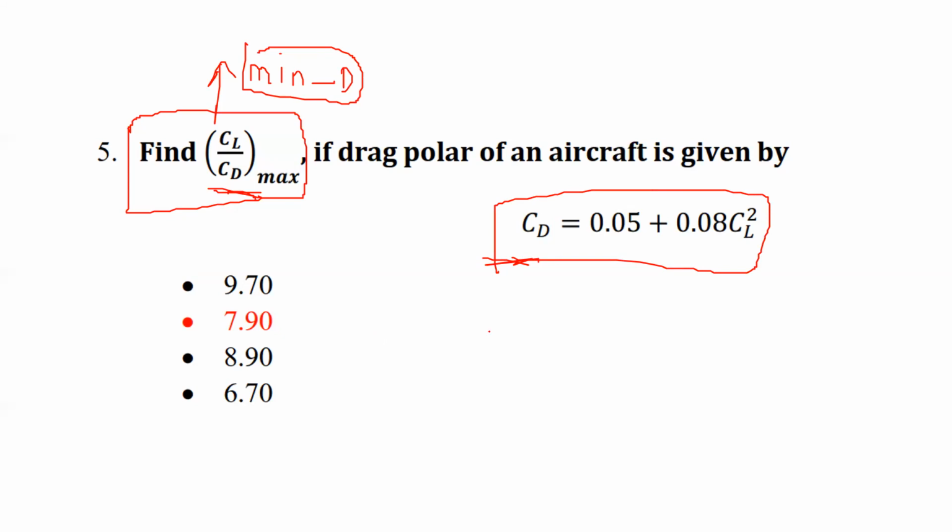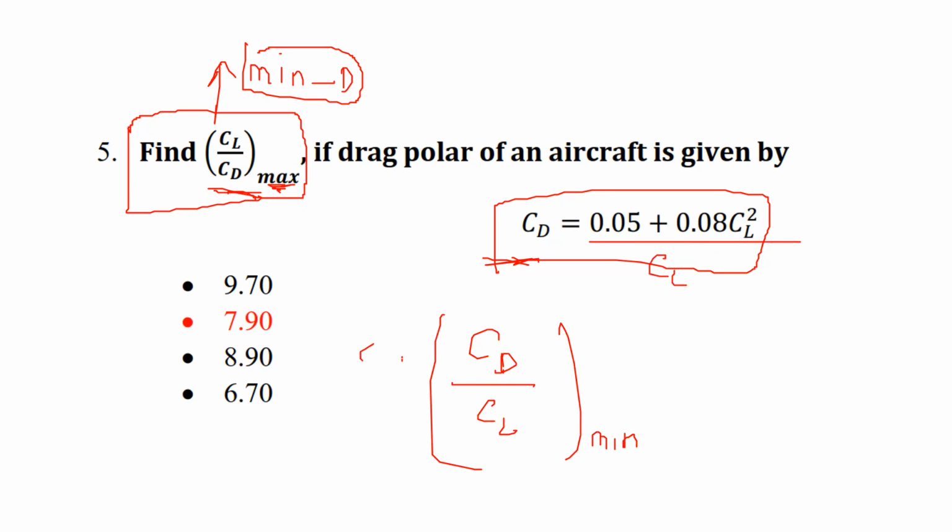Okay, so maybe for everybody's clarity, we should tell what we are supposed to do. This is your CD, you can divide it with CL, and since they are asking for maximizing it, you can actually minimize CD over CL, just the opposite. So all you have to do is divide it with CL, and differentiate it with respect to CL. And whatever answer comes out, put it equal to 0.